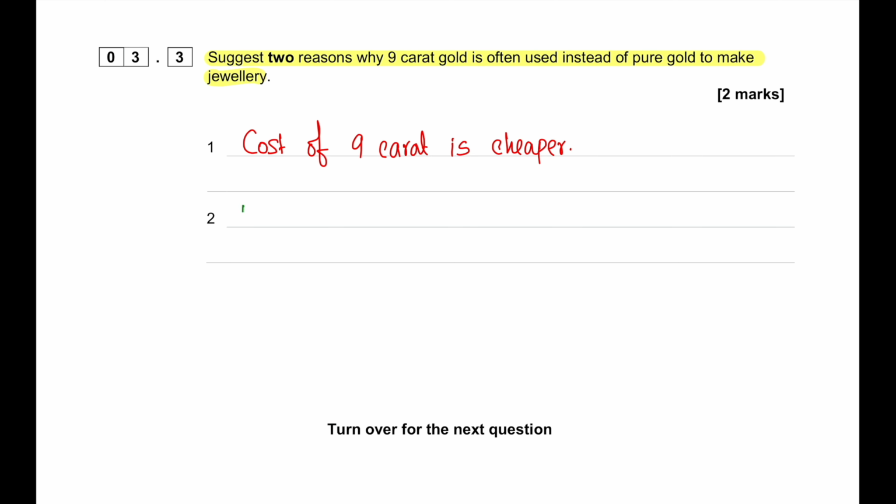If we make a jewelry out of it, the jewelry will not be rigid enough to sustain constant wearing and all the troubles that a jewelry needs to go through. And the other thing is it may change color. So that's also another problem.